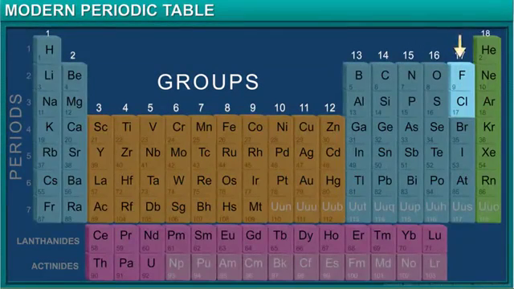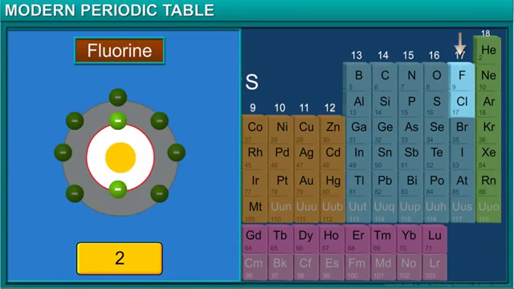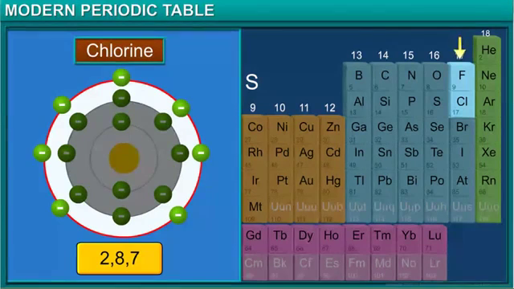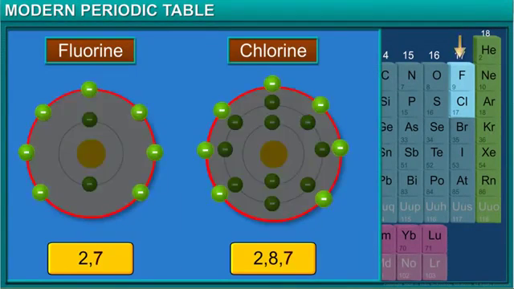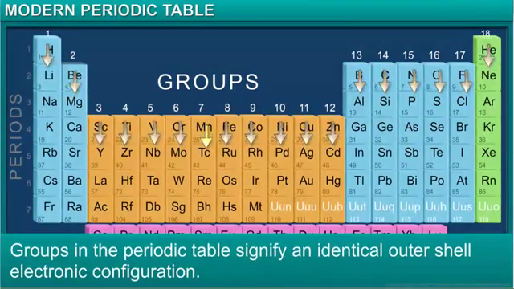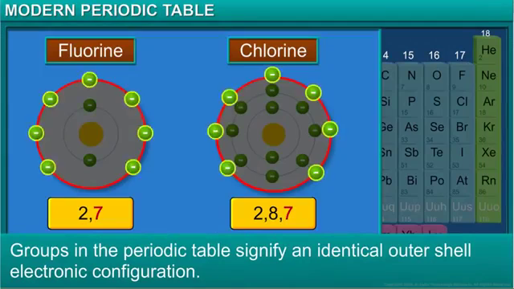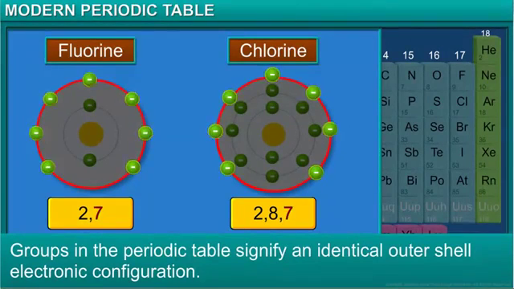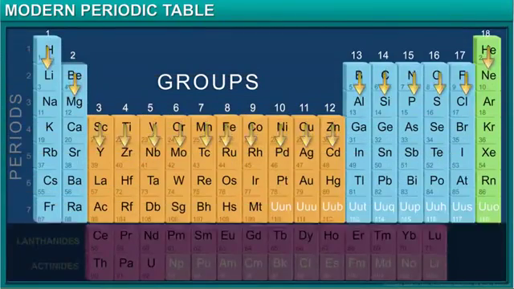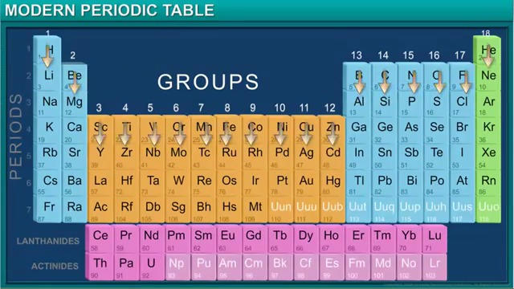Let us take the example of fluorine and chlorine, which belong to group 17 in the periodic table. The electronic configuration of fluorine is 2, 7, and chlorine is 2, 8, 7. Both of them have the same number of valence electrons. Hence, we can say that the groups in the periodic table signify an identical outer shell electronic configuration. The number of shells also increases as we go down the group.